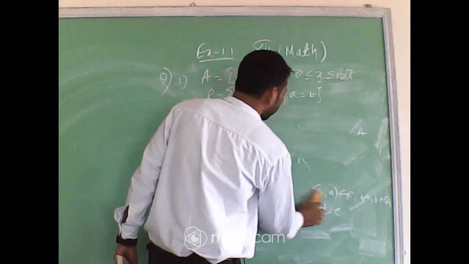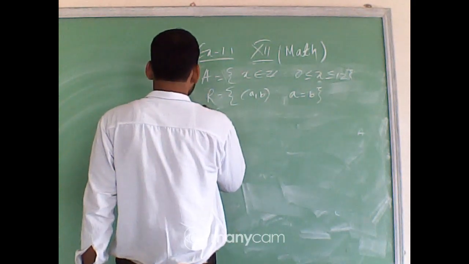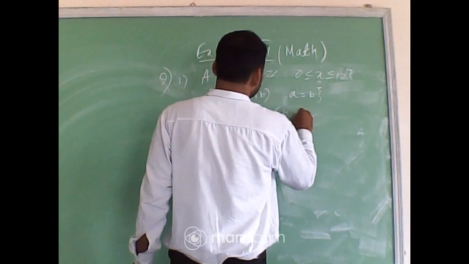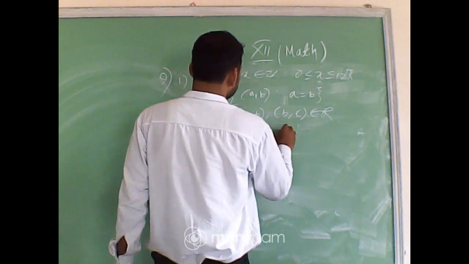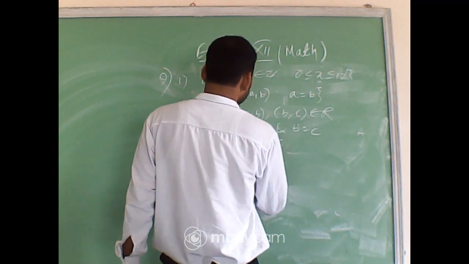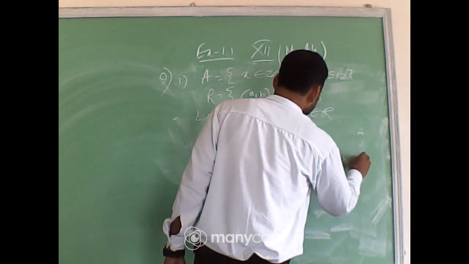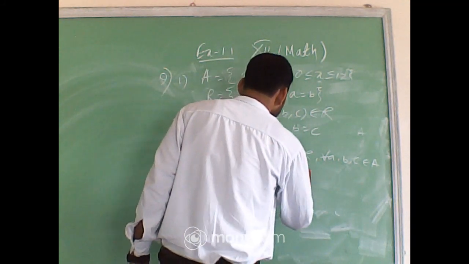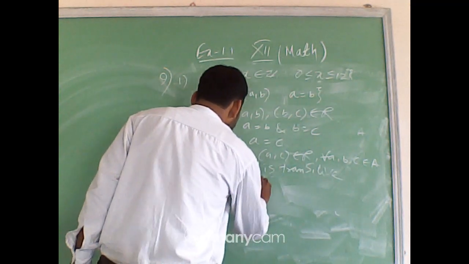Now we will check the transitive property. Let (a, b) and (b, c) belong to R. Therefore, a equals b and b equals c, which implies a equals c, which implies ordered pair (a, c) belongs to R for all a, b, c belongs to A. Therefore, R is transitive. Hence, R is an equivalence relation.